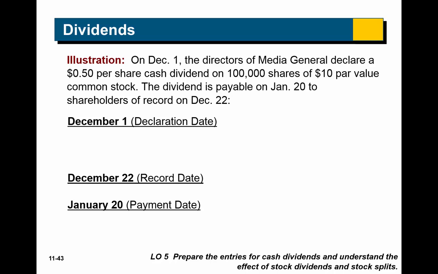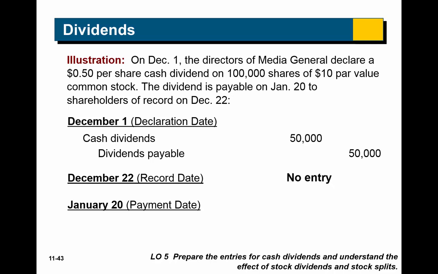So on December 1st, that's the declaration date, we create a journal entry that says cash dividends, $50,000, that's 50 cents per share times 100,000 shares, and dividends payable. On December 22nd, there'll be no journal entry. That's just the date that somebody has to own it by in order to receive the dividend. And on January 20th, they'll pay it, so there'll be a dividends payable going down and our cash going down.